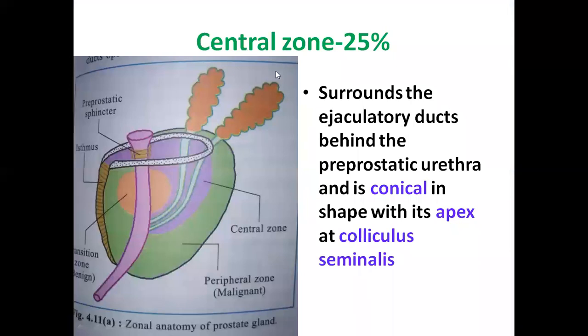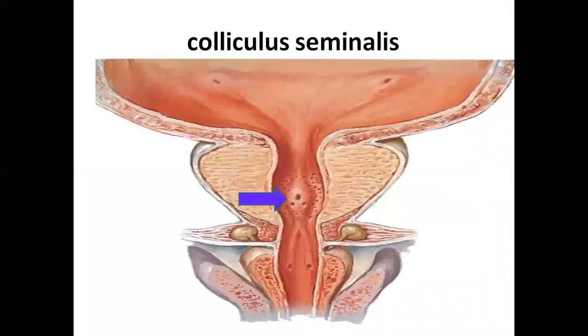Central zone, which is comprising 25%, surrounds the ejaculatory ducts behind the pre-prostatic part of the urethra, and it is conical in shape. It's like a cone with its apex, now see, if you consider this as base and this becomes apex, which is pointing towards colliculus seminalis, which I have shown you when we were discussing the prostatic part of urethra. Now, this is the colliculus seminalis.